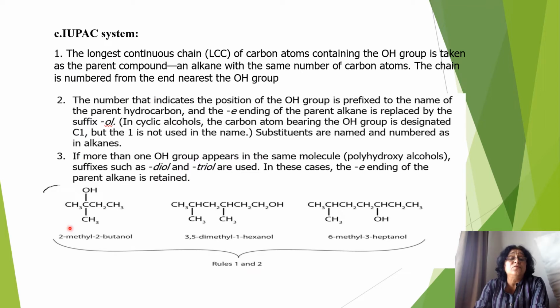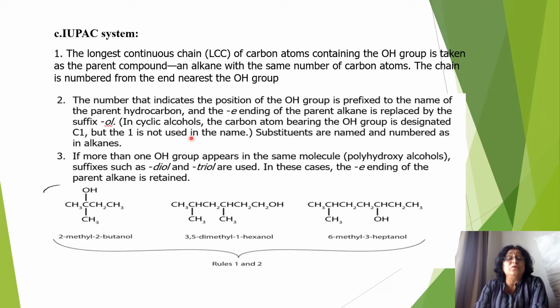Then the IUPAC system. In the IUPAC system, the longest chain containing OH is selected, and the numbering is done so that the OH-containing carbon gets the minimum number. Then the OH group is prefixed to the name of the parent hydrocarbon, and the E ending of the parent alkane is replaced by ol. So if it is methyl alcohol CH3OH, the alkane will be methane, from which it is obtained. So replace E with ol: methanol, ethanol, propanol, like that.